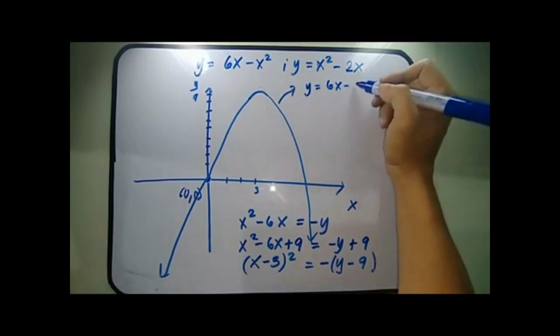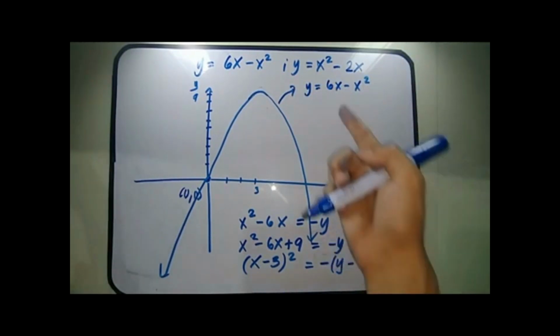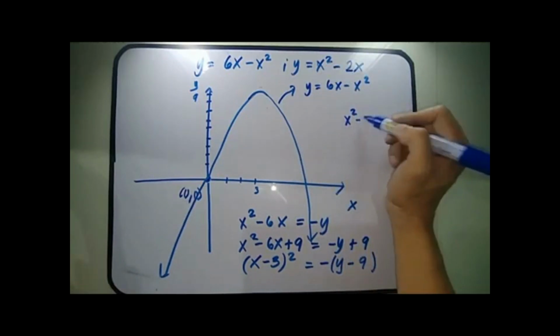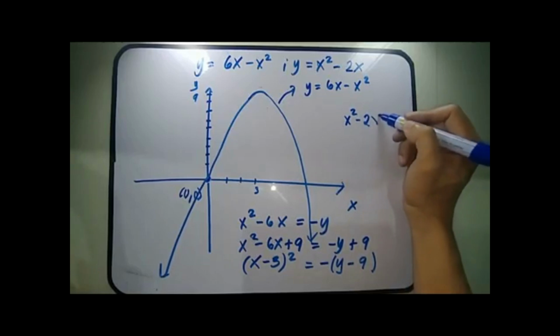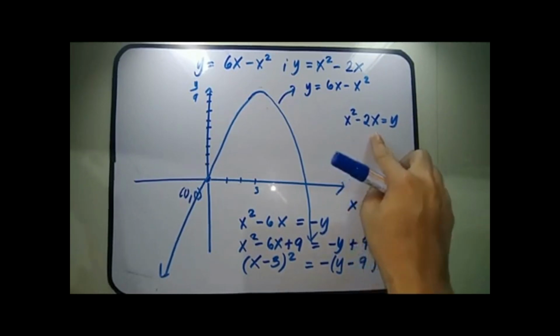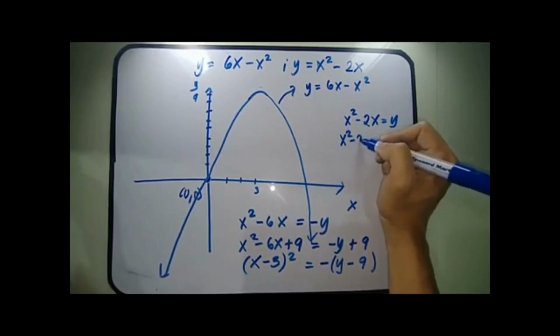Then we graph the other parabola. The other parabola also touches the origin. So if x is 0, y is also 0. So x squared minus 2x is equal to y. So we complete the square. So we just add 2 over 2 squared, or 1. So x squared minus 2x, we have here plus 1. We add 1 to both sides.